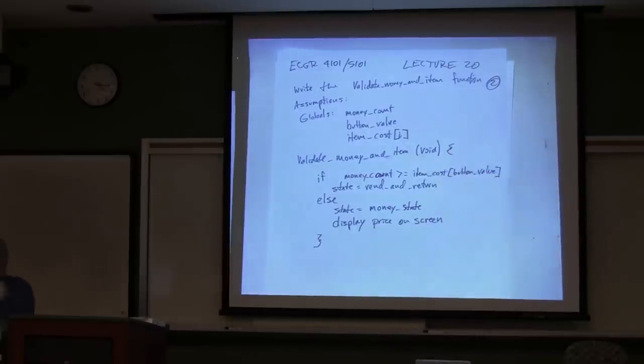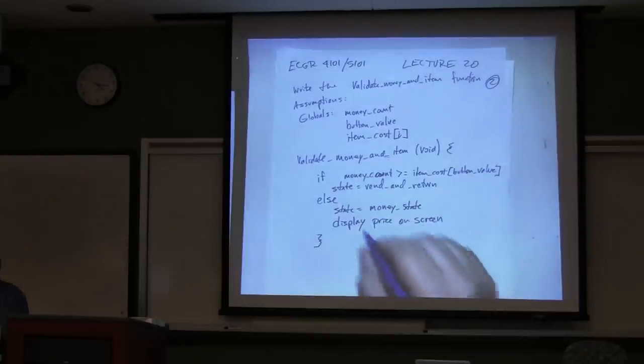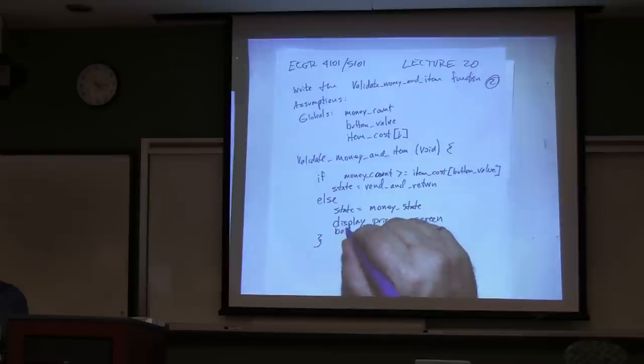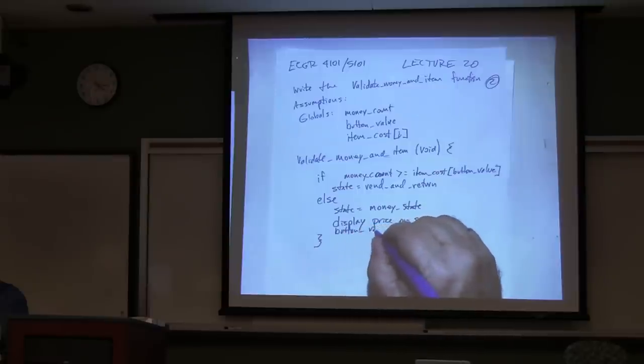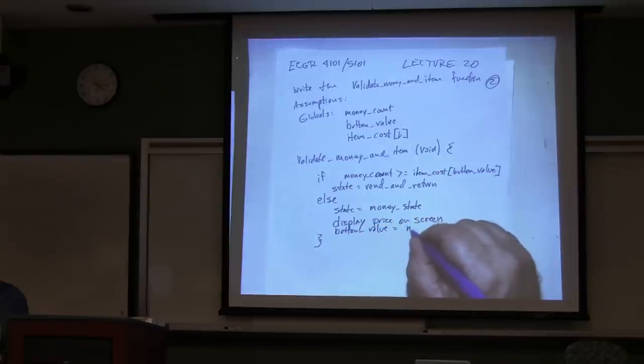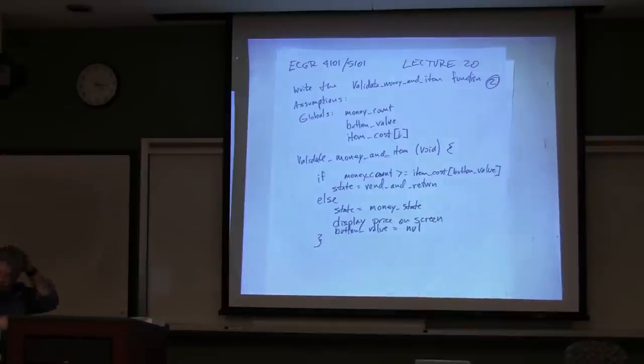Also we want to turn button value back down to zero, so that when you go back to your money state, it'll recall buttons. So interesting enough, you want to set button value equals null. Does that make sense? Is that on yours?